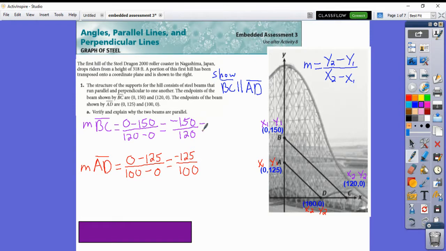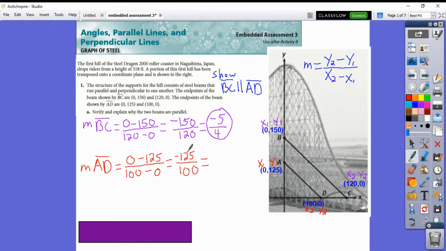So if we can simplify these fractions, if we think what's the greatest common factor of 150 and 120, that would be 30. So we can divide the top and bottom by 30 and get negative 5 over 4. 30 goes into 150 5 times. 30 goes into 120 4 times. So that's our reduced fraction for the slope of segment BC. And we could do the same thing for the slope of segment AD.